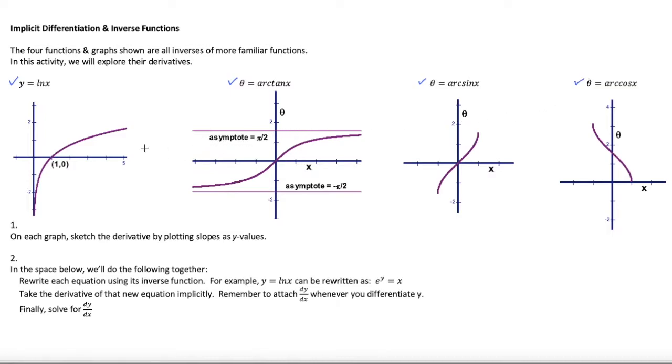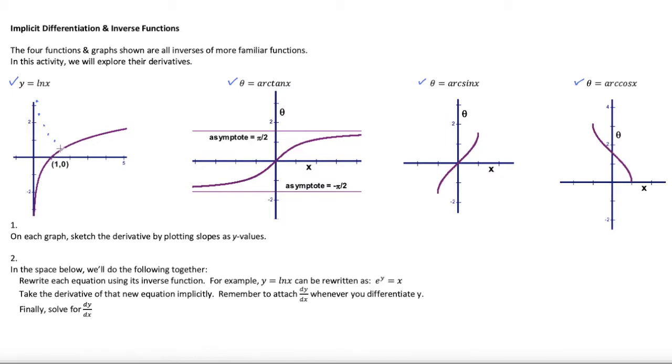And I first want to explore their derivatives very graphically. What I want to do is move along the curve and estimate the slopes at various locations and plot them as y values. So when we look at the natural log function, it begins with very steep slopes, and then it moves along to slopes of about 1, and then those slopes flatten out even further, approaching slopes of 0. So if we were to plot those slopes as y values, it would look something like this.